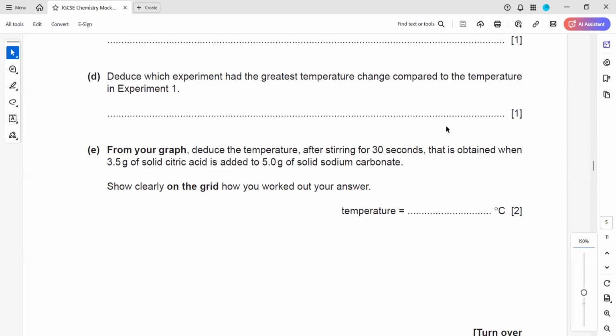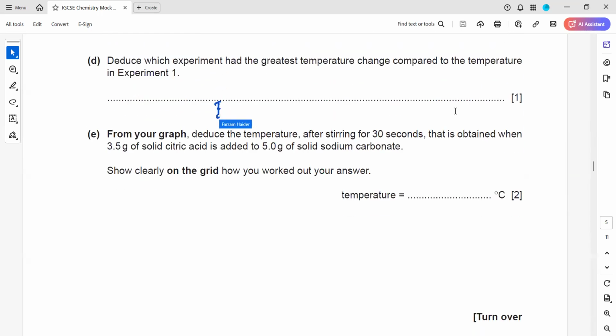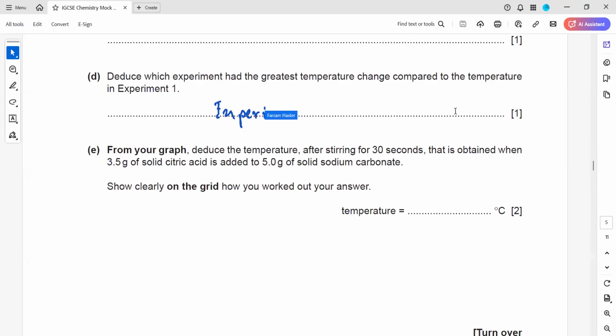Deduce which experiment has the greatest temperature change compared to that of experiment 1.